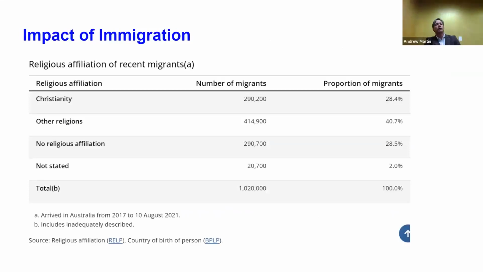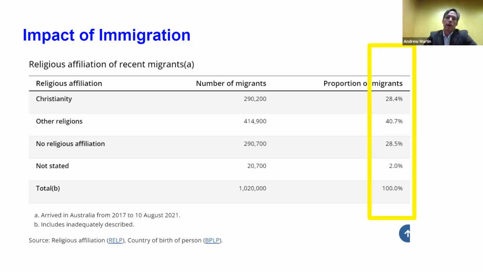Okay, this is from the census data. So you can say in the period of the last census, we have a lot of migrants coming to Australia who are Christian. So nearly 300,000 migrants who came during that time, 28% of them, nearly a third of them, are Christian. 40% belong to other religions. About the same percentage who are Christian tend to be no religion at all. So 28% Christian, 28% no religion, nearly 41% other religions. That's Islam, Buddhism, Hinduism, Sikhism, Judaism, and others. 2% don't say, and that takes us to our total. So you can see that immigration does have an impact on the religious landscape. That's the key column to look at there.